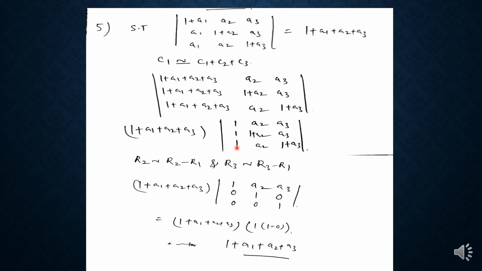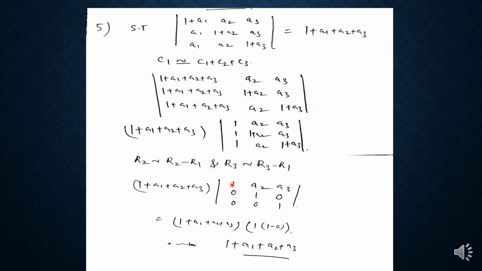So here R1 is constant, that is 1 a2 a3, and R2 changes to R2 minus R1, that is 1 minus 1 is 0, 1 plus a2 minus a2, that is 1, a3 minus a3 is 0. 1 minus 1 is 0, a2 minus a2 is 0, 1 plus a3 minus a3, that is 1. So 2 ones become 0.